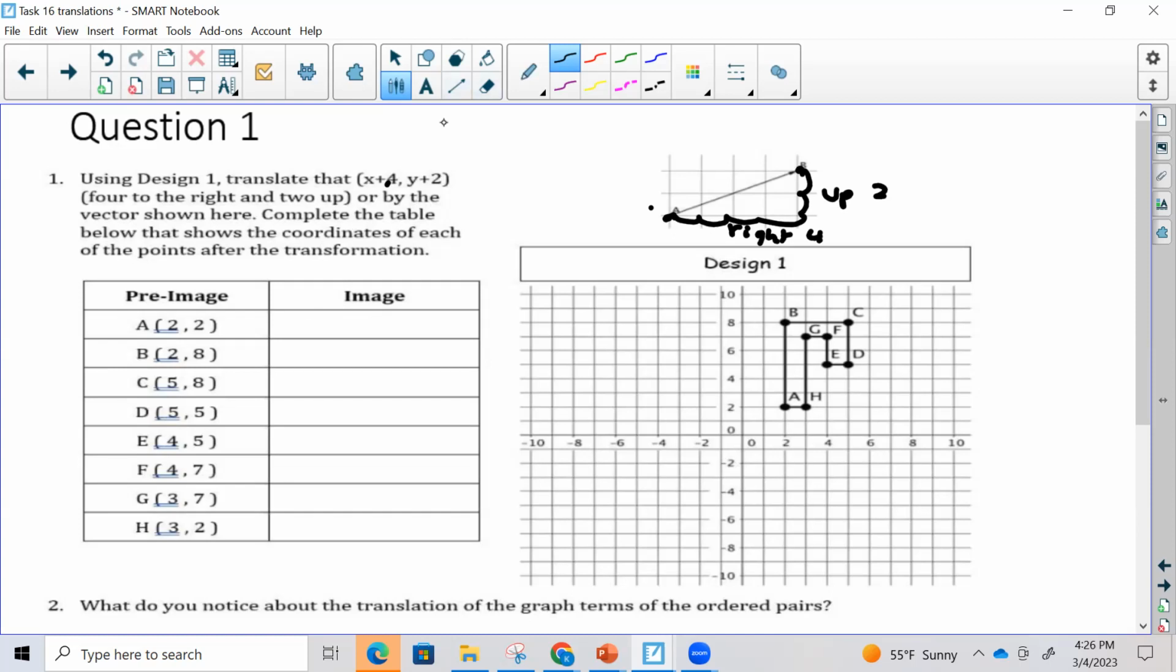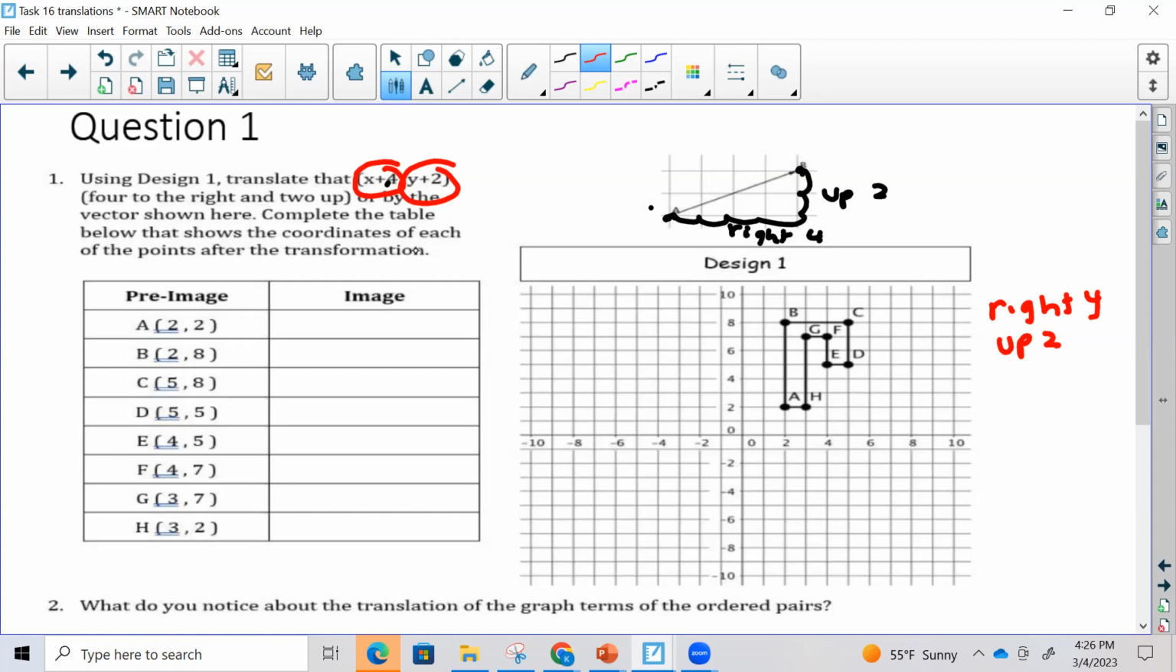So what we do is we start with our pre-image. We take each point. So if I do A, we're going to be going for each point right 4. That first number is always with the X, and it tells us right or left. And then up 2. That second number is with the Y, and it always tells me up or down. Again, positive means if it's the X value, I'm going right. If it's the Y value, I'm going up.